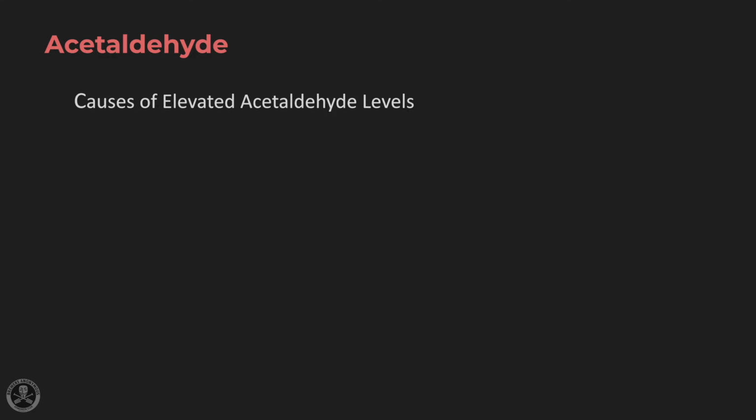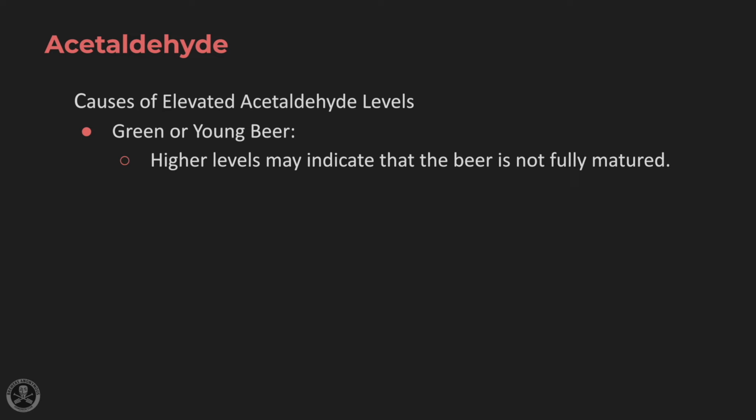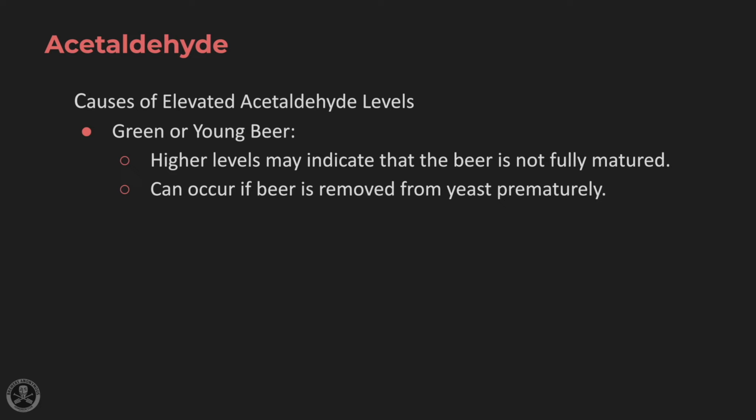Now, the causes of elevated and undesirable levels of acetaldehyde. Typically, green or young beer has noticeable amounts of acetaldehyde. High levels are going to mostly be noticed in the first days or even weeks of beer being taken out of the fermenter and being packaged. It may age out in some cases, but it may not. It's not a guarantee. It can also be present if the beer is removed from the yeast too early. The yeast produce the acetaldehyde first, then convert it to ethanol later in their life cycle. Separating the beer from the yeast before that conversion is able to happen can leave large amounts of acetaldehyde.